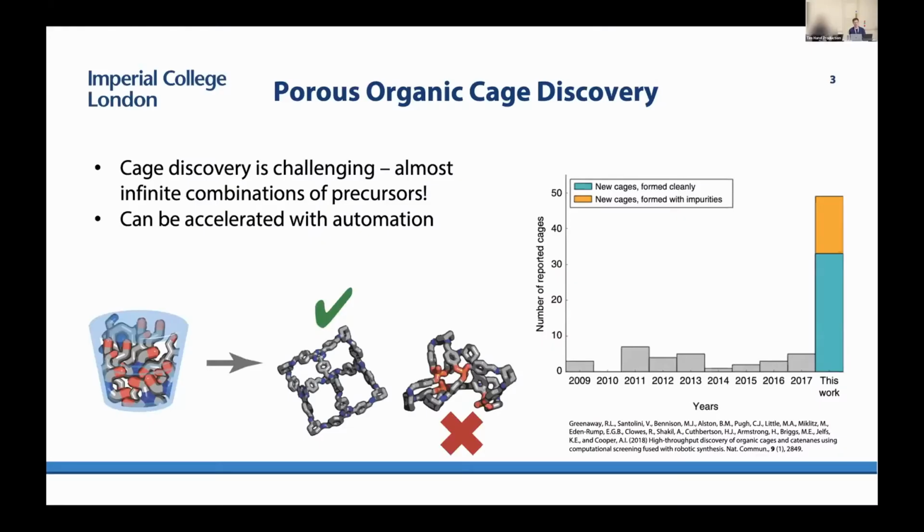Cage discovery is challenging, and despite there being almost infinite combinations of precursors that can be combined due to their organic nature, it's still rare to discover a cage. This is exemplified between 2009 and 2017, in which fewer than 10 cages were discovered per year. However, this started to increase from 2018 with the rise of automation, and significantly more cages have been discovered, as we can now systematically combine these precursors together in an almost autonomous way.